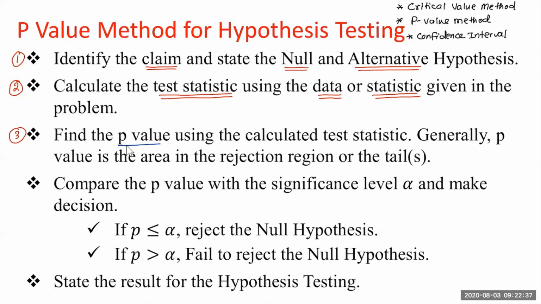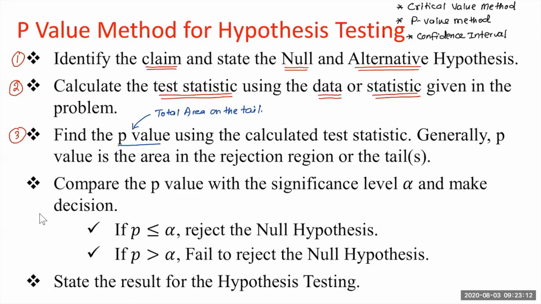When I say p-value, it is the total area on the tail. If it is a two-tail test, it is the sum of the area on the two tails. If it is a left tail test, the area on the left tail. If it is a right tail test, it is the area on the right tail. That is your p-value. So find the p-value using the calculated test statistic. Generally, the p-value is the area in the rejection region or in the tail region. So it is very important for you to know.